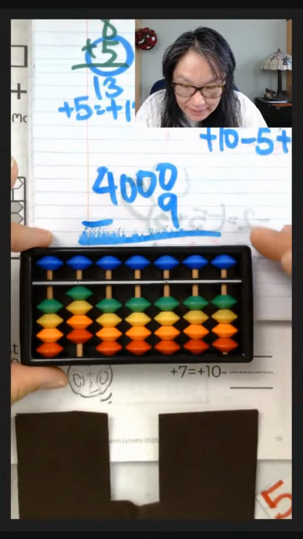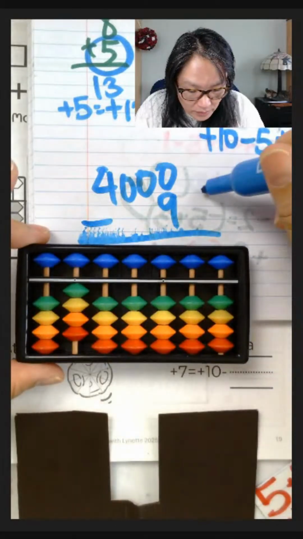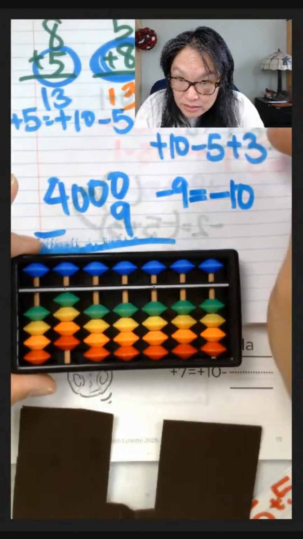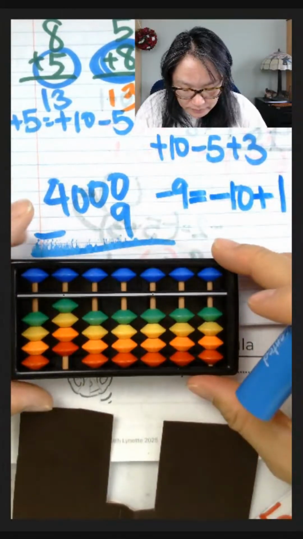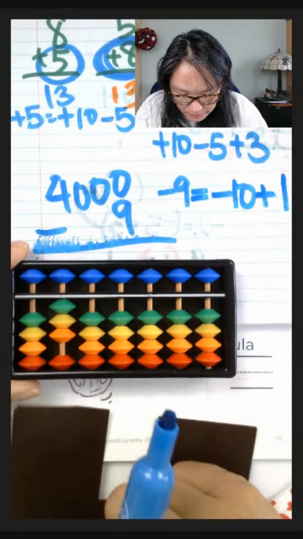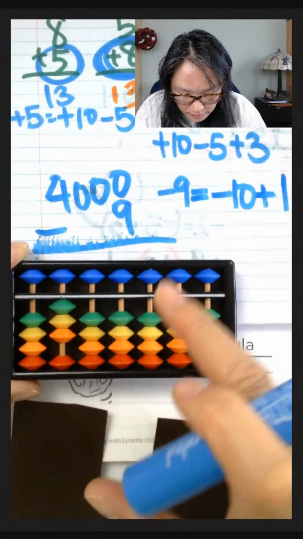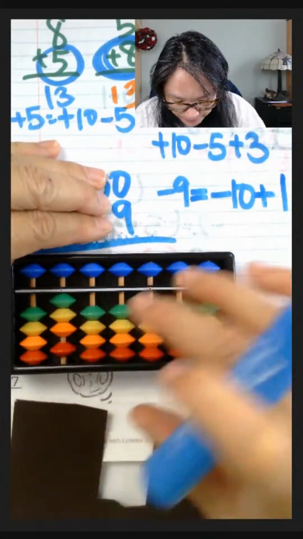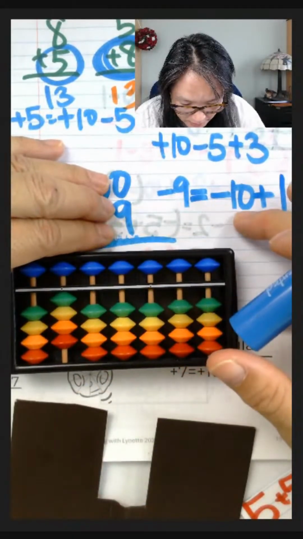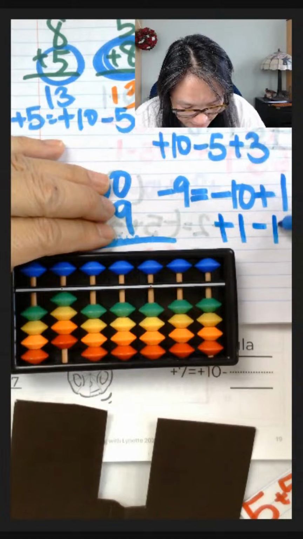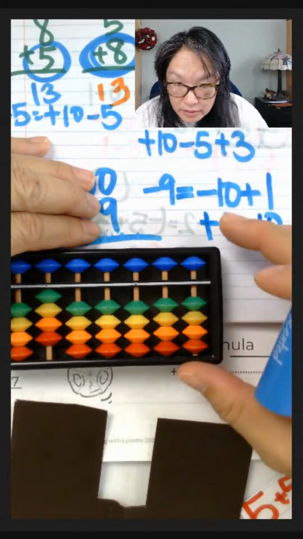How do you minus the 9? Minus the 9 is what? Minus the 9 is equal to minus the 10 plus the 1. Minus the 10, but we're here. So you can either start from here or here. I would start from here so you can see it. So minus the 9 plus the 10 plus the 1. So we can do plus the 1 minus the 10, right?